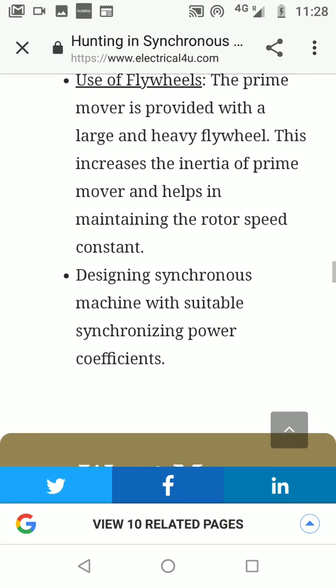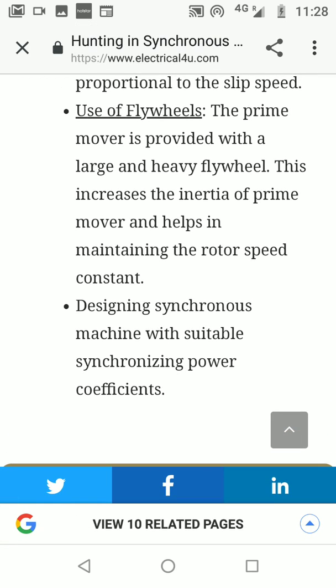Now, use of flywheels. The prime mover is provided with a large and heavy flywheel. You might have studied about flywheels earlier. So what happens because of the flywheel? It increases the inertia of the prime mover and helps in maintaining the rotor speed constant.